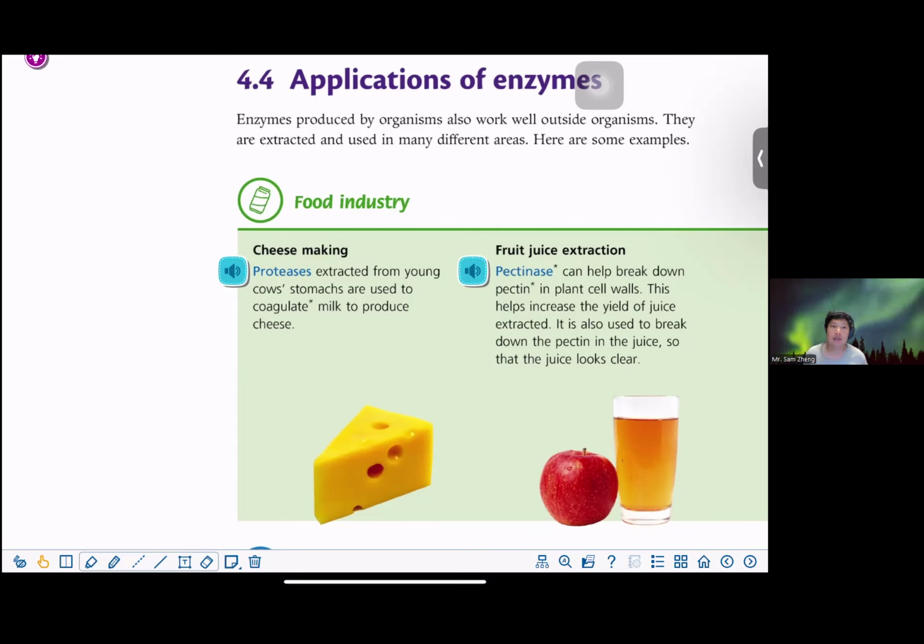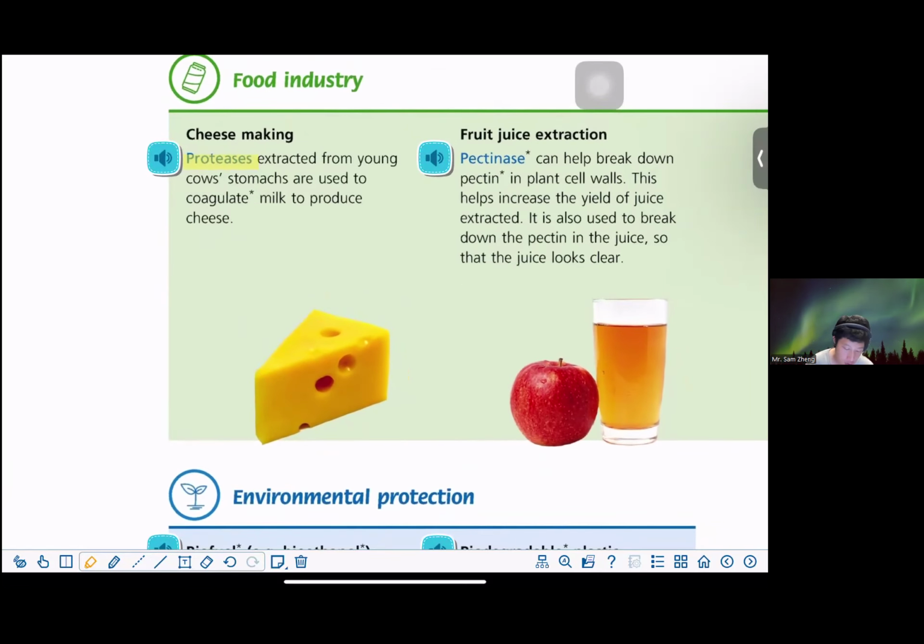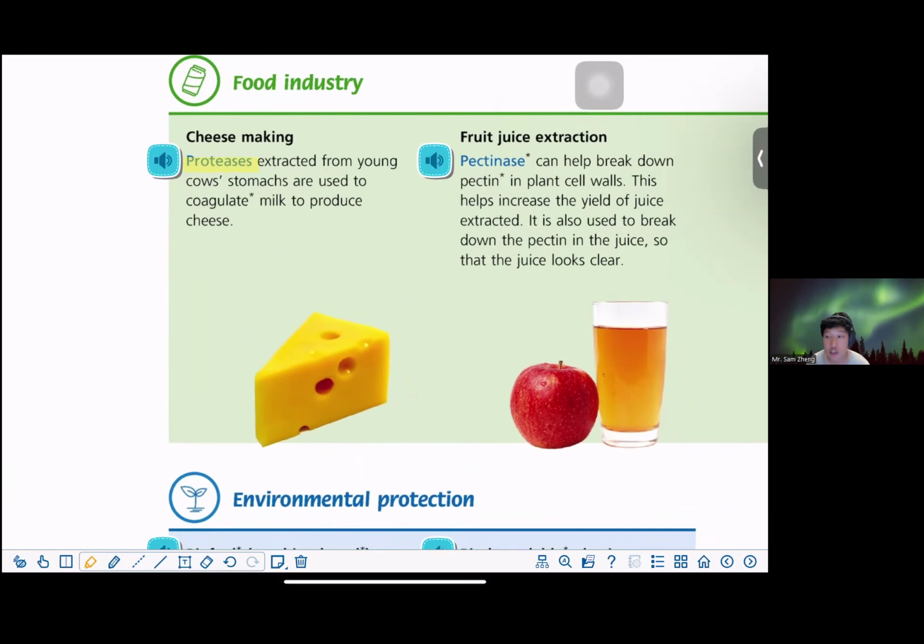Now for enzymes, actually, we use enzymes every day. Here are some areas where we use enzymes. For example, we can see that we have some cheese. When we try to make the cheese, we will add protease. The protease will help us to coagulate the milk to produce the cheese.